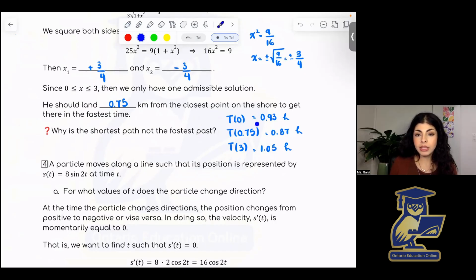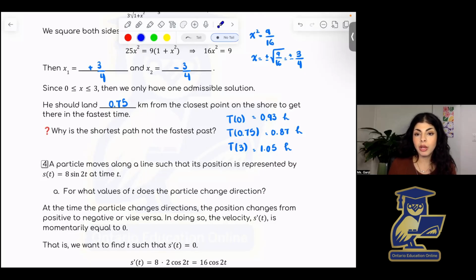And as you can see, if he decides to just canoe straight to the shore and just jog all the way to the restaurant, he actually has a faster time than if he canoes to the restaurant, which would take him 1.05 hours. And it is because his speed is faster when jogging. But of course, in real life context, we have other factors to consider.